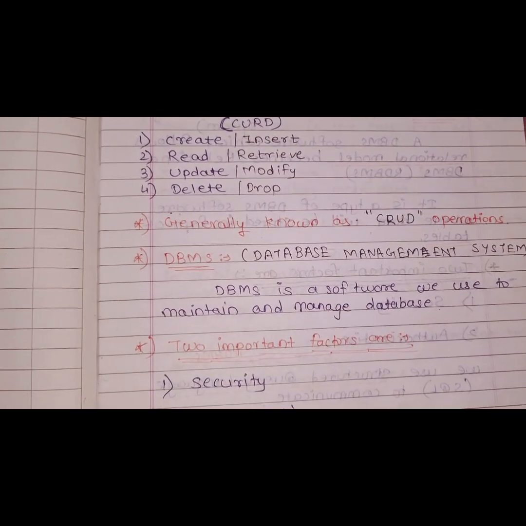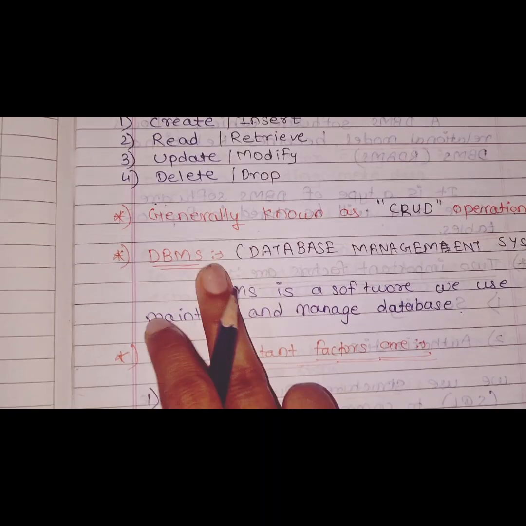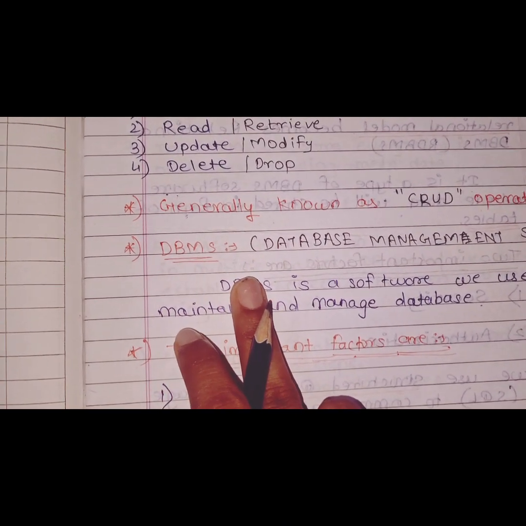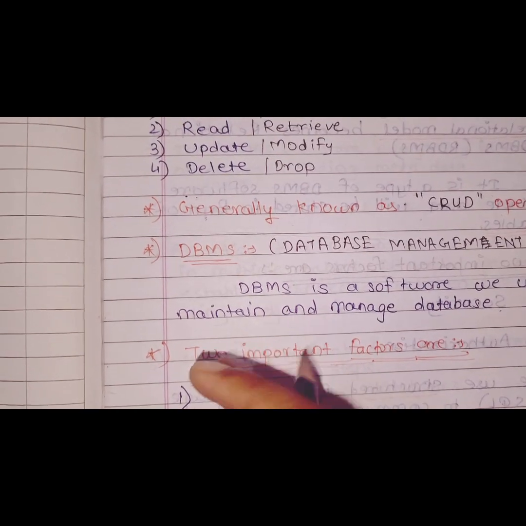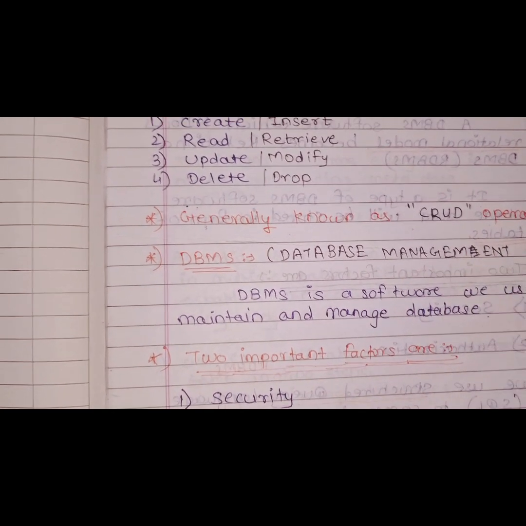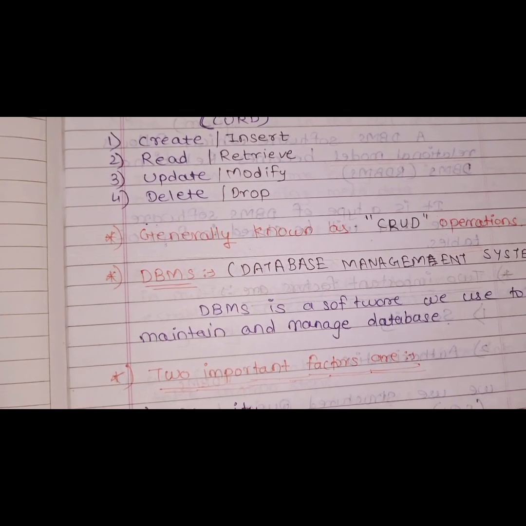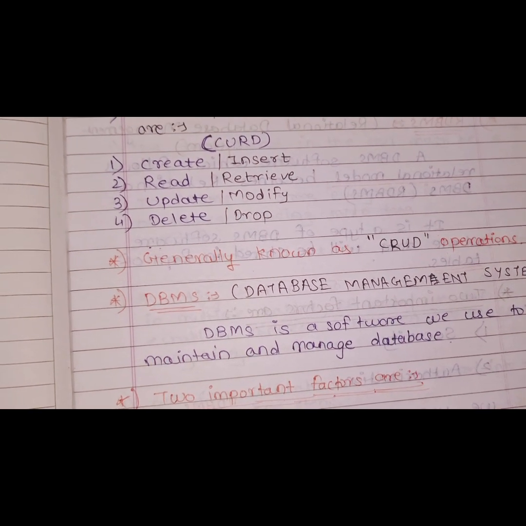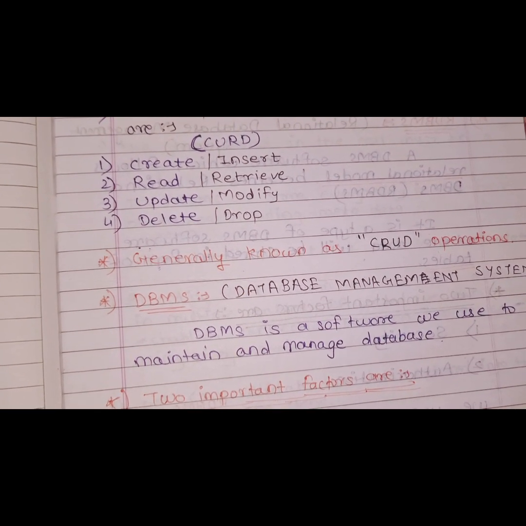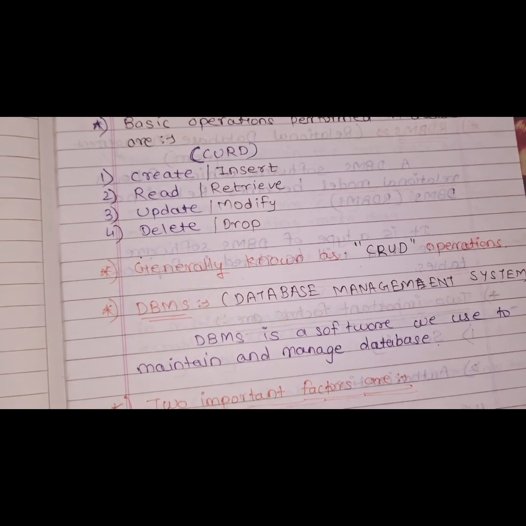Let's understand what is a DBMS. As of now, we have understood what is data and what is a database. Now we will learn about a DBMS. The full form of DBMS is Database Management System. So it is nothing but software which is used to maintain and manage the database. What does it mean? As I have given you an example, we have a student and we are giving information about that student, like what is his name and what is his roll number, that is nothing but data.